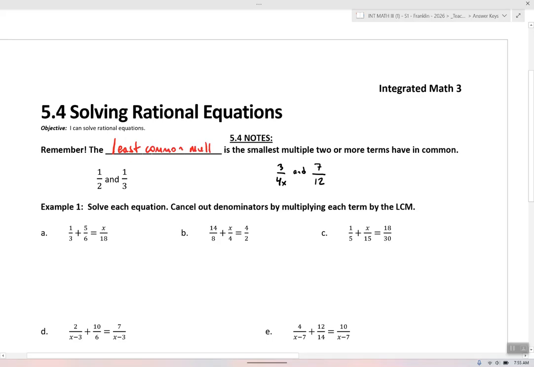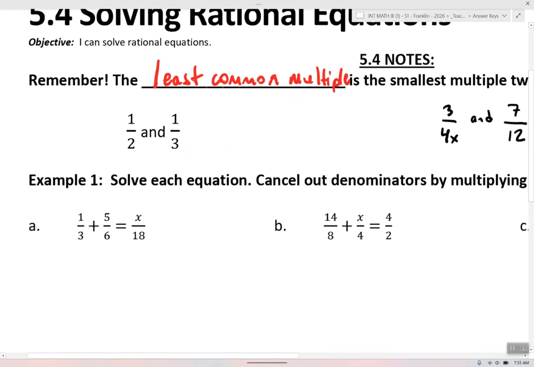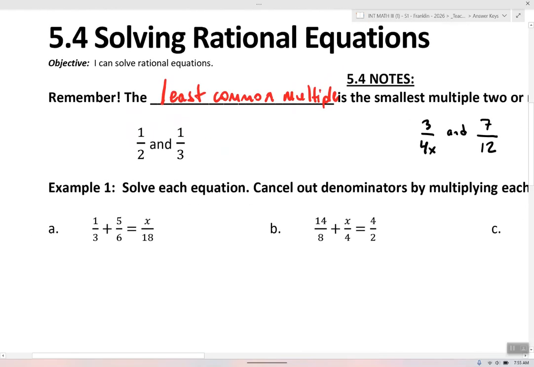And remember, the least common multiple is the smallest multiple two or more terms have in common. Right? So it's the smallest number everything goes into, basically. So for example, the first pair here, 1/2 and 1/3, we're going to look at the denominators of these fractions, 2 and 3, and the least common multiple here would be 6 for those two denominators.